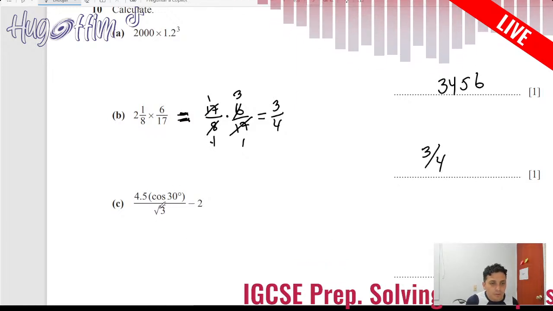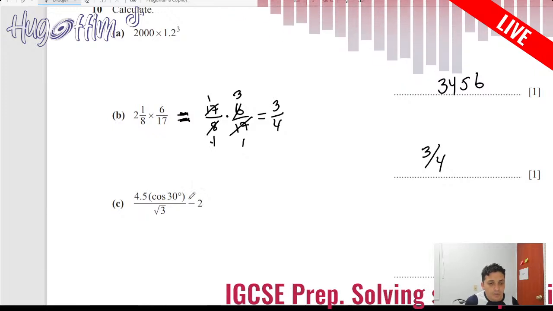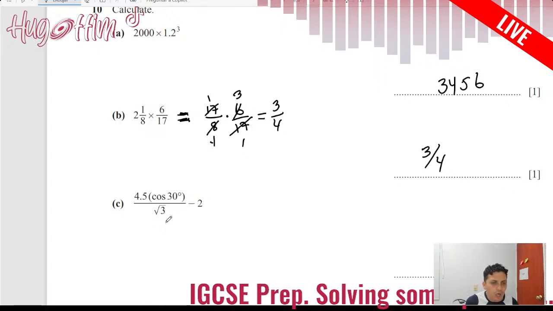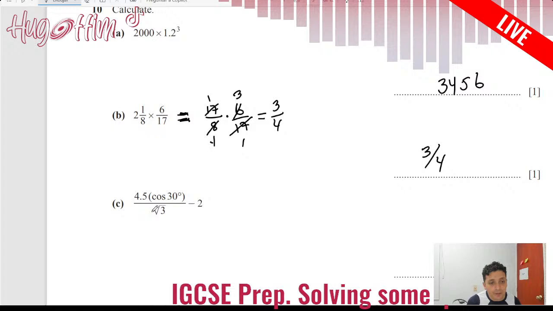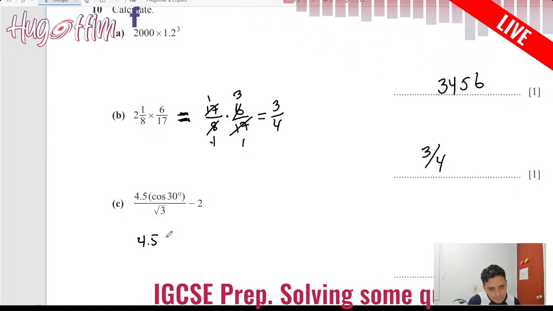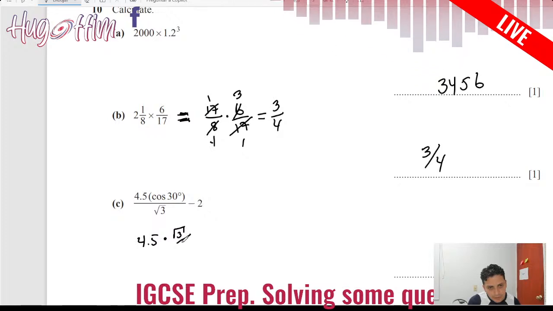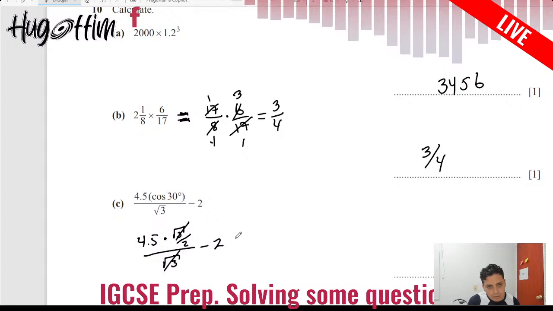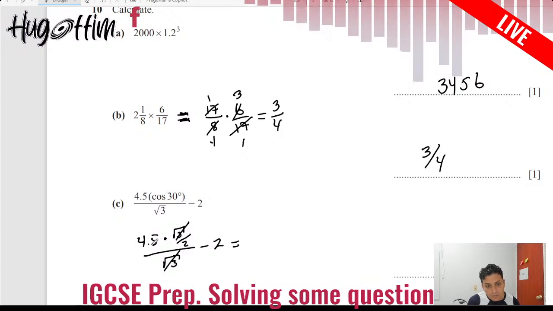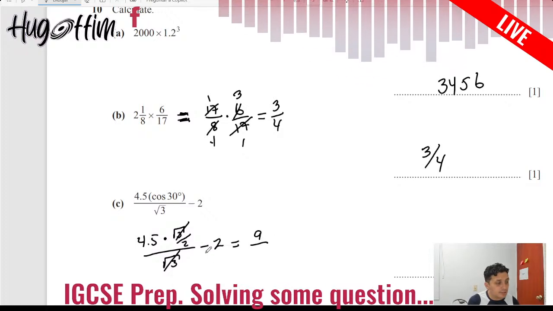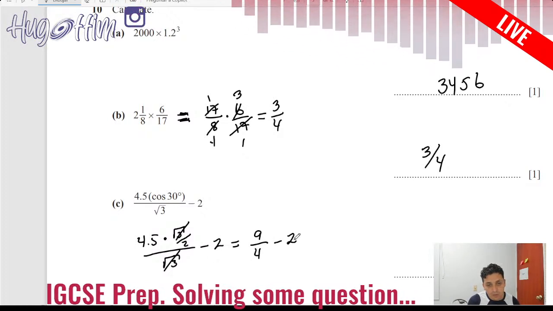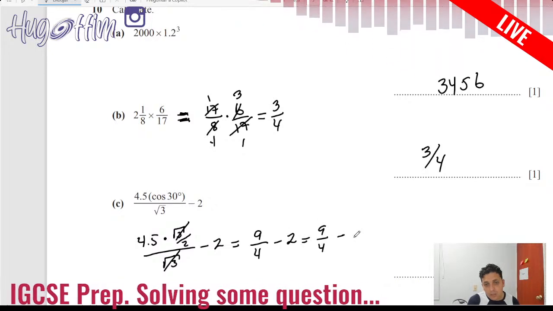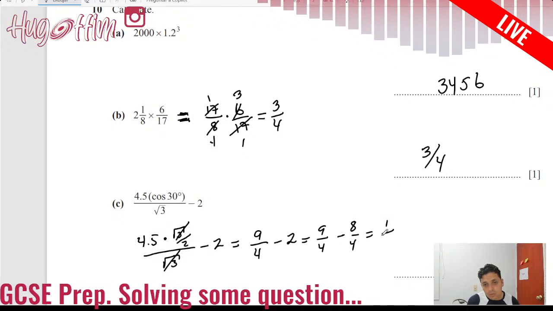And here, 4.5 cosine of 30 degrees over square root of 3 minus 2. You can use a calculator, I guess, but if you remember, cosine of 30 degrees is the square root of 3 over 2. So 4.5 times the square root of 3 over 2, over square root of 3 minus 2. So simplify this square root of 3. This is going to give you 9 quarters. 4.5 is 9 halves, so 9 quarters minus 2, or 9 quarters minus 8 over 4. So this is 1 quarter.